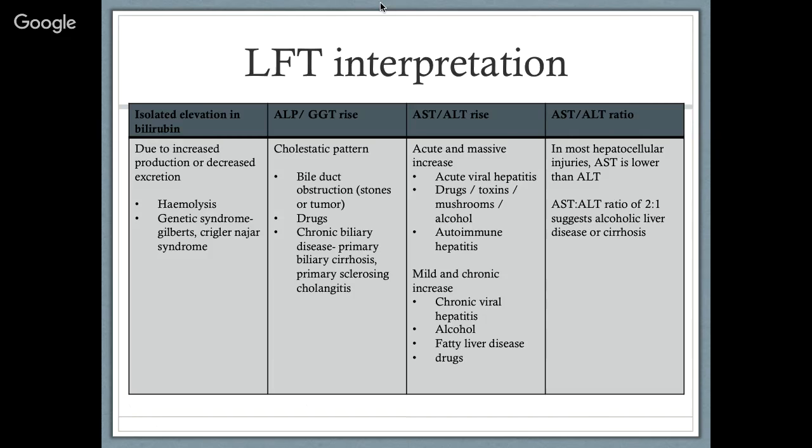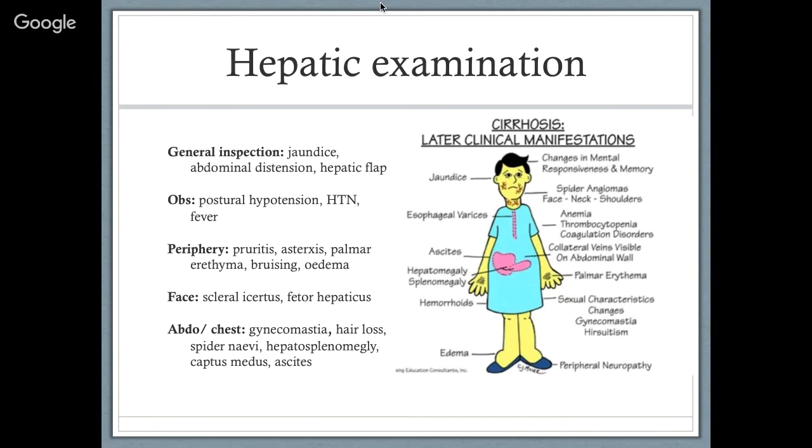Okay, hepatic examination, super important and super relevant. We look for lots of different things. We look for jaundice, abdominal distension, hepatic flap. We want to do proper obs, make sure they're not febrile. We want to do postural hypotension or look for an elevated blood pressure. We look for pruritus, asterixis, the list you can read.